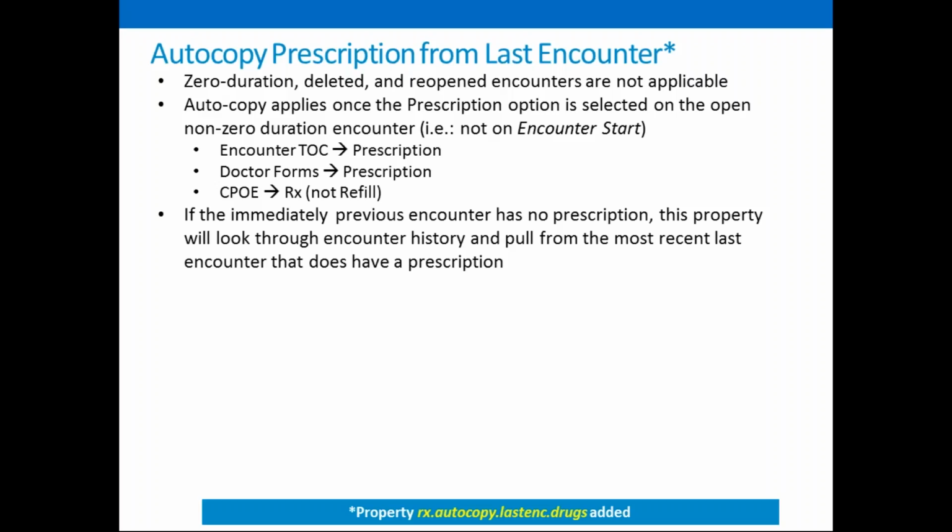If the immediately previous encounter has no prescription, this property will look through the encounter history and pull from the most recent encounter that does have a prescription. Now, this is a very specific scenario, so it is based on the property that you see at the bottom. It's the same client I happened to train last week that needed this functionality.